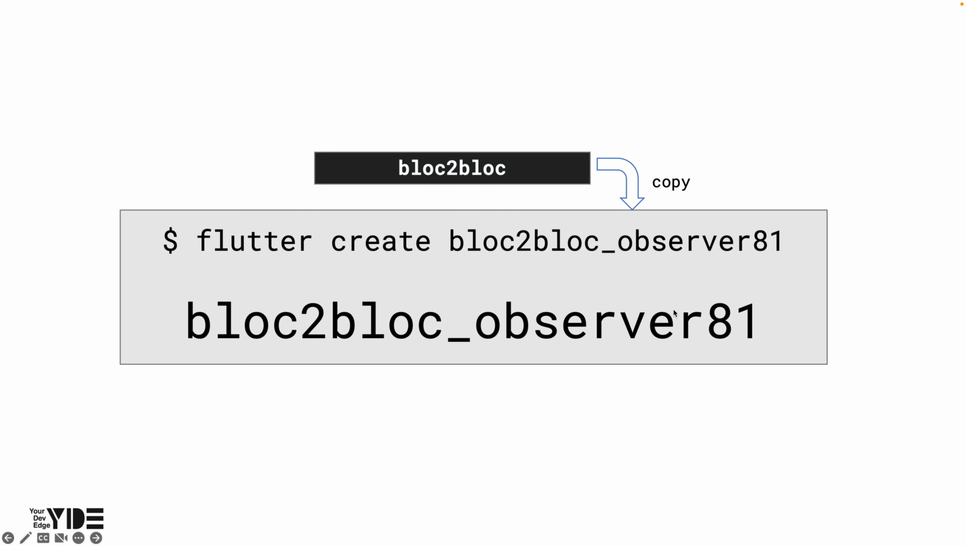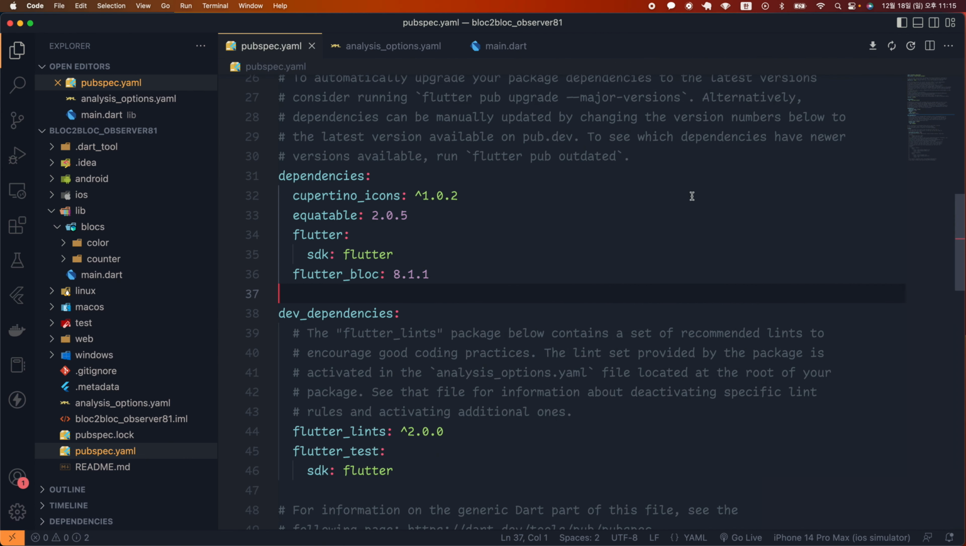Let's start by creating a bloc_to_bloc_observer_81 app and copying the bloc-to-bloc app. However, there are some differences from the previous bloc-to-bloc app. The first is the package version. The Flutter Bloc version used this time is 8.1.1 and the equatable version is 2.0.5.